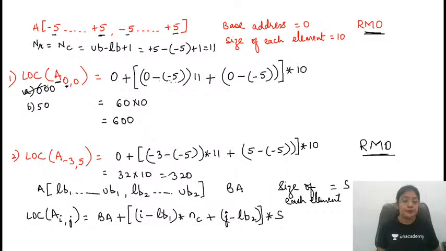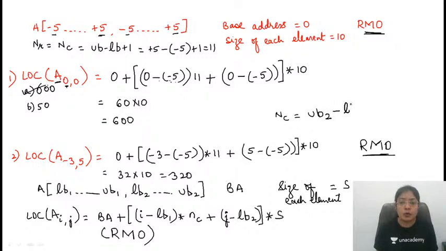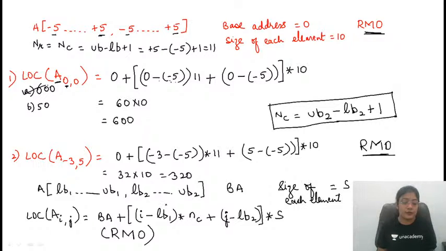Yes, this is using row major order. Is this clear? Any doubt? So we have done sufficient practice. Yes, number of columns are nothing but that is UB2 minus LB2, plus 1. We have calculated this quite a few times, so I thought it's clear to everyone. That's why I had not written that again.